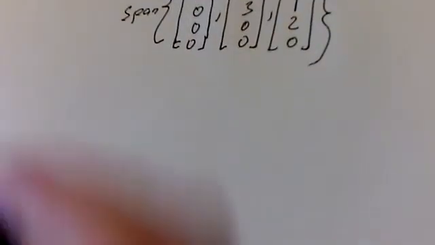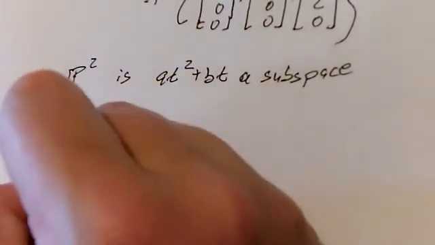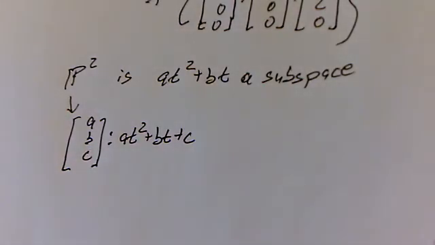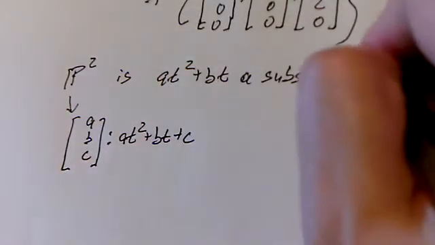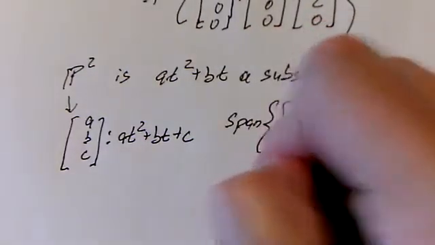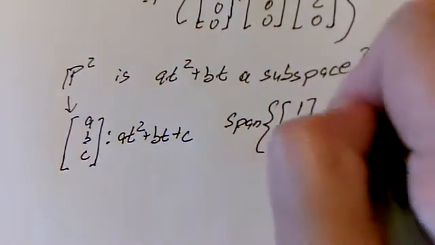Okay, well, what if I go to P2: is AT squared plus BT a subspace? Remember, we said for P2 that I could think of these as vectors with A, B, and C, where you had AT squared plus BT plus C. So we're asking if this is a subspace. My spanning set vectors, well, I'm going to have A covered and B covered.